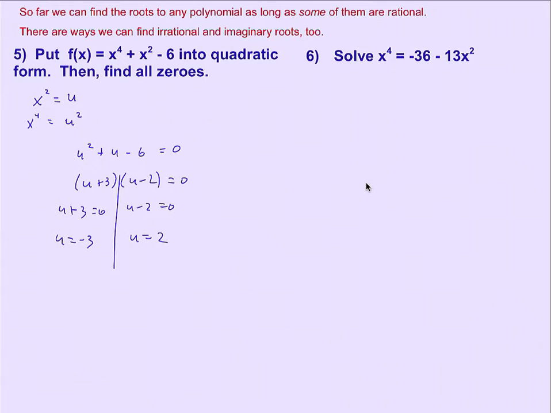The question is not asking me to find values for u. Remember, we made up that u. It's not really a part of the problem. So what we're going to do now is substitute back in that x squared for u, and then solve for x by taking the square root of both sides. And so x is either plus or minus the square root of 3i, or x could be plus or minus the square root of 2.